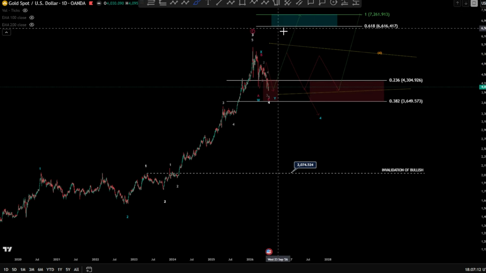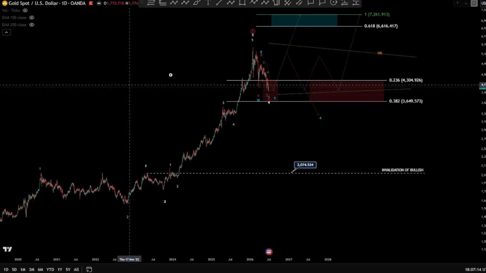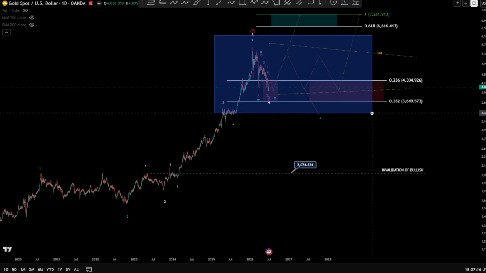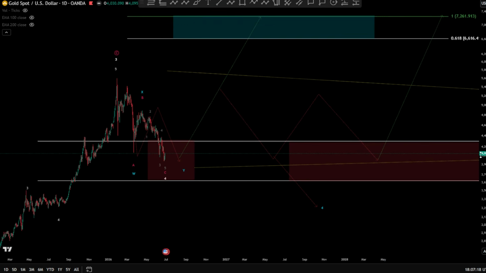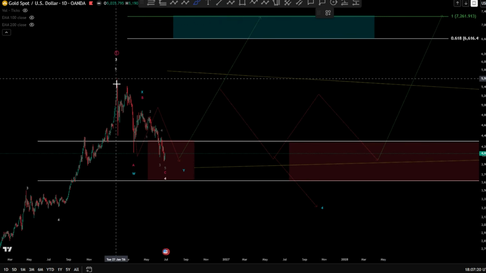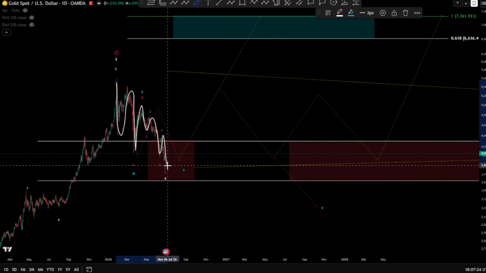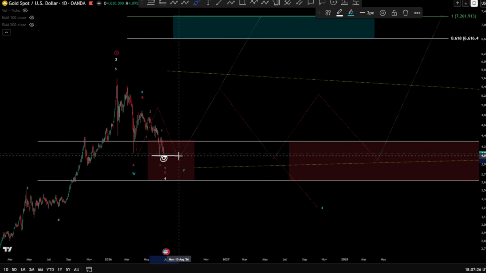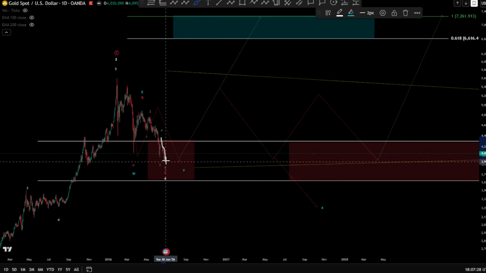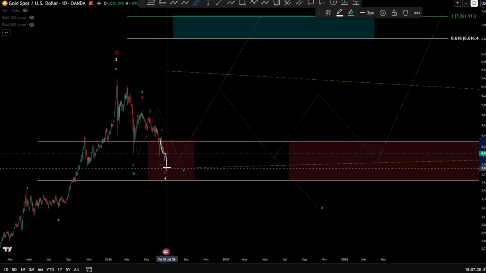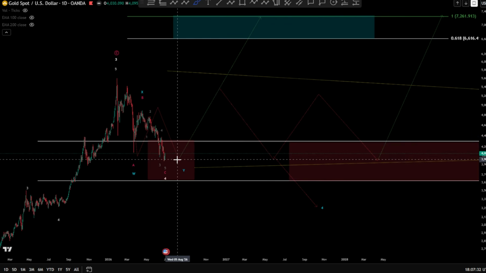So I'm going to move a little bit inside here to show a little bit much more clearer what we're talking about. So this correction here is a very likely regular flat. A, B, and a C, 1, 2, 3, 4, and a 5. Don't forget the wave 5 took the low, and we're very close to finish a structure as a 1, 2, 3, 4, and a 5 for a wave 5.